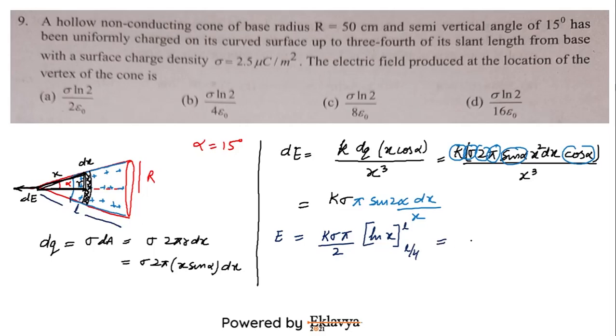So I can also change k to 1 upon 4 pi epsilon naught. So 1 upon 4 pi epsilon naught into sigma into pi by 2, and then we are going to get ln 4, which can also be written as 2 times ln 2. So pi gets cancelled, 2 gets cancelled, so sigma by 4 epsilon naught into ln 2. So this is the expression that we should be looking for. So sigma ln 2 by 4 epsilon naught, B should be the correct answer here.